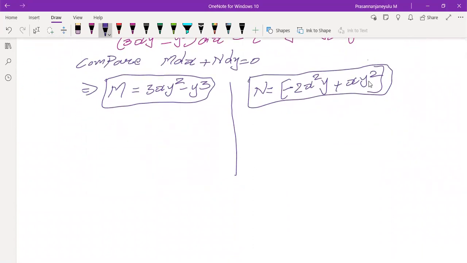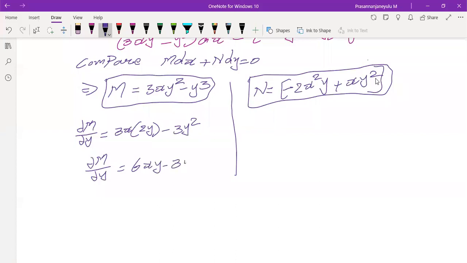Okay. So now what we need to find? We have to find ∂M/∂y. Why do we have to find ∂M/∂y? That is a procedure. How to remember? We have to find ∂M/∂y only. M is the coefficient of dx, so take the partial differentiation of M with respect to the opposite variable y. While taking the partial differentiation of M with respect to y, treat x as constant. So 3x is constant. What is the differentiation of y²? It is 2y. Minus the differentiation of y³ is 3y². Then we'll get ∂M/∂y equals 6xy − 3y².